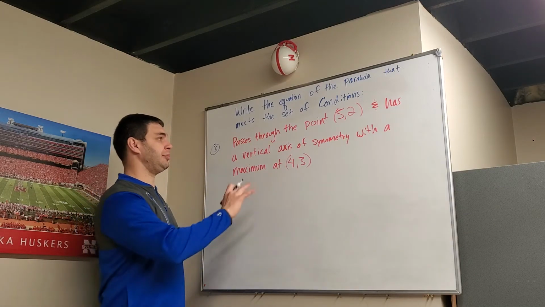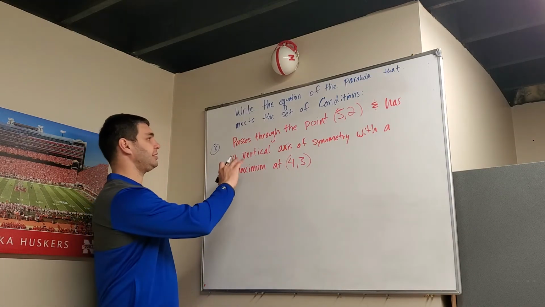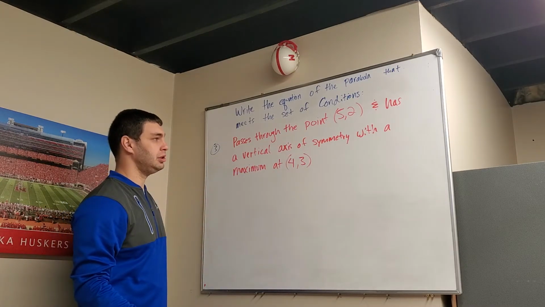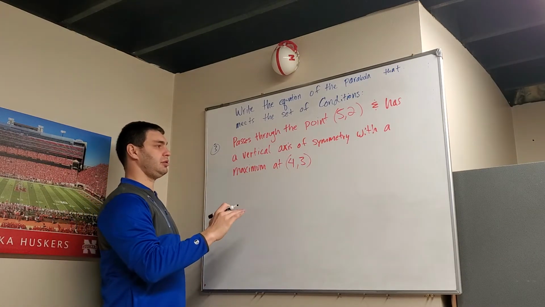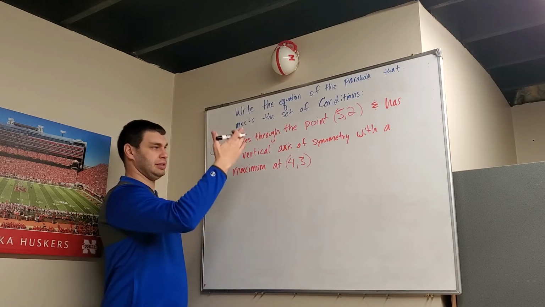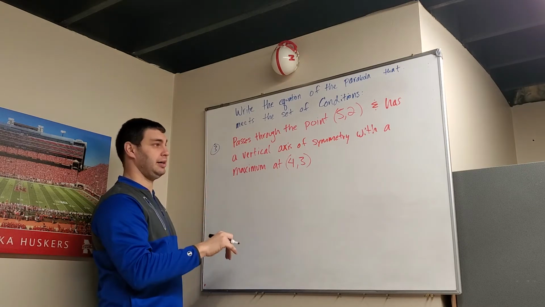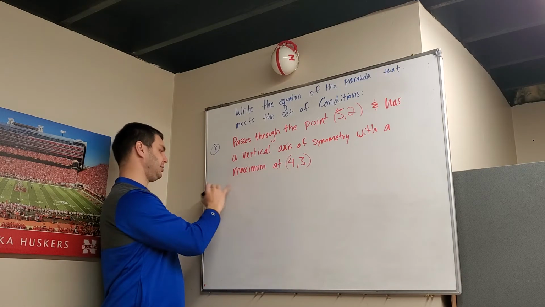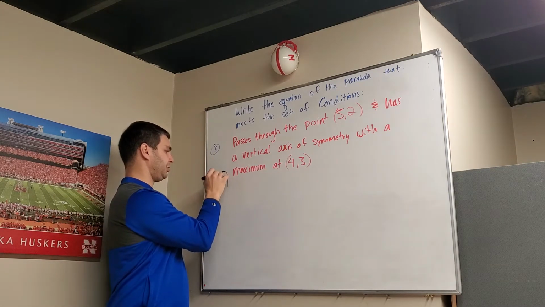All right, guys, another parabola video here. This time it's going to satisfy the conditions where it passes through the point (5, 2), and it has a vertical axis of symmetry. Okay, so that means it's either going to open up or down. And it says that it's going to have a maximum at (4, 3). Well, maximum, again, if we think of our U shape, maximum is going to be at the top of that.